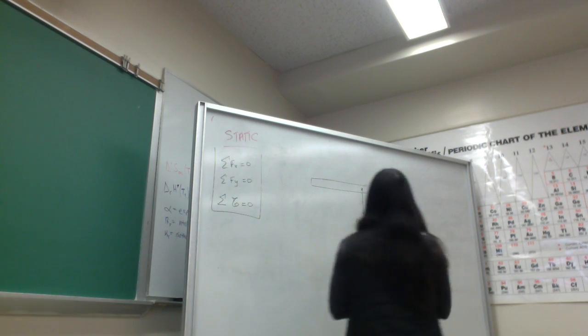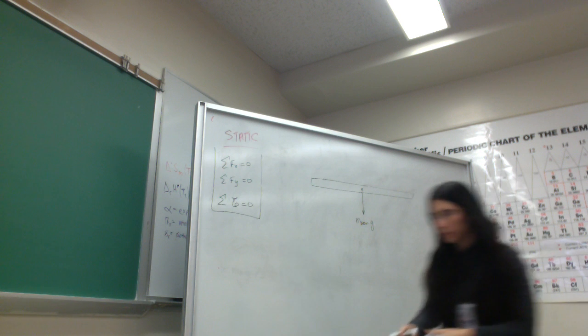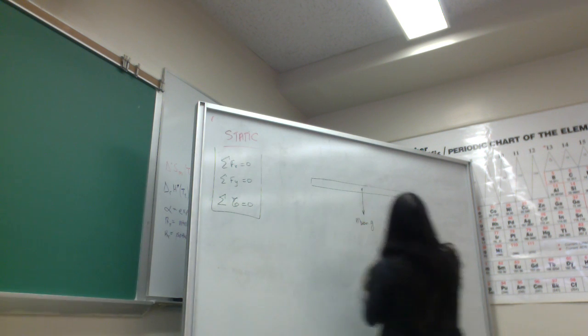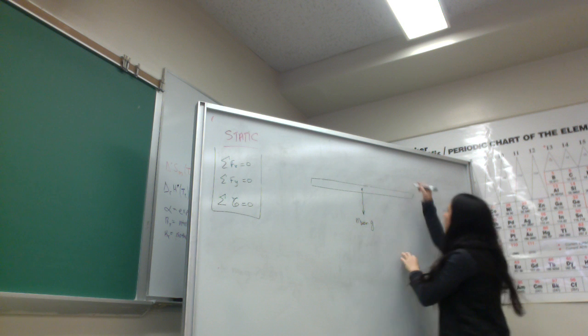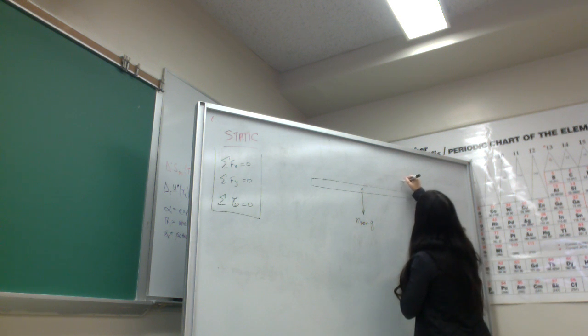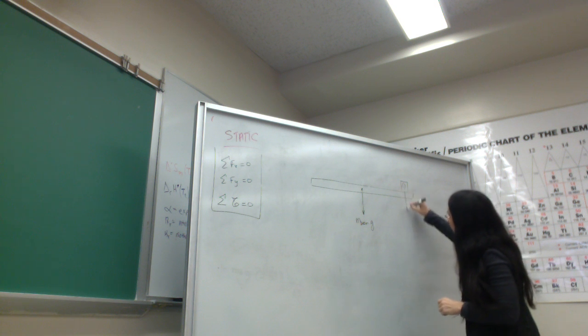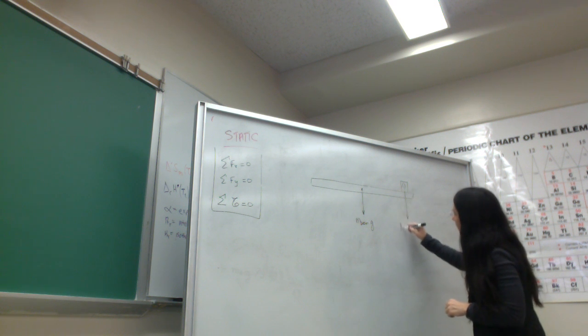So let's continue here with our beam. Next slide. What else do we have? Right here at the edge, almost at the edge, I'm putting a big printer. Okay. So there is the weight of this printer. So this is the weight.